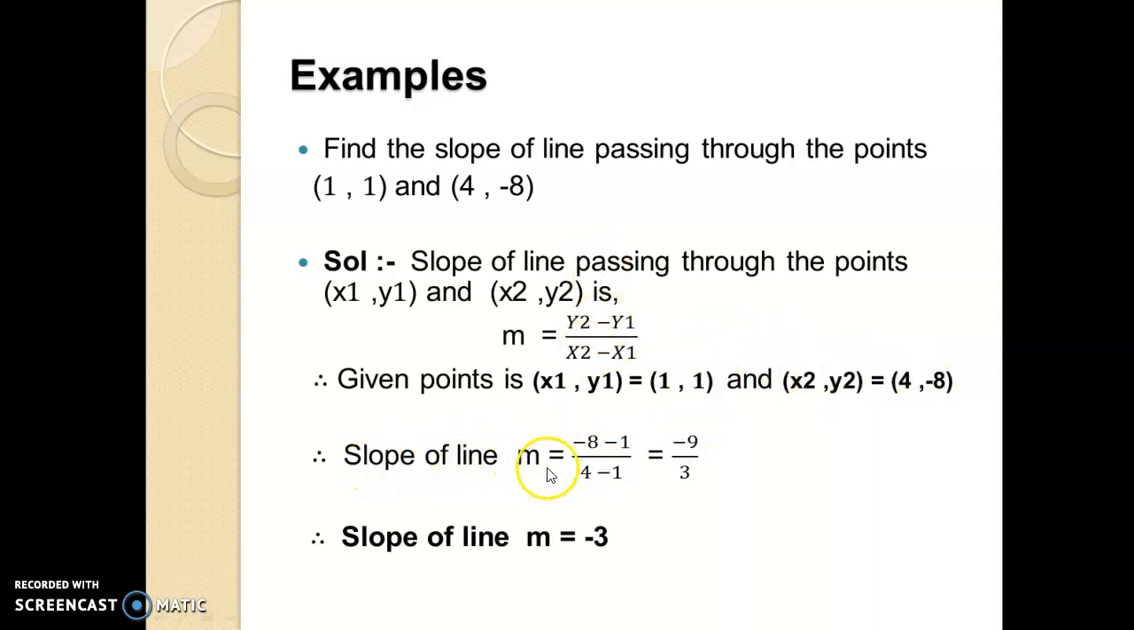So the slope of the line m equals y2, that is minus 8, minus y1, that is 1. So minus 8 minus 1 equals minus 9, divided by x2 minus x1, that is 4 minus 1, which is 3. So minus 9 by 3 is minus 3. So the slope of the line m equals minus 3.